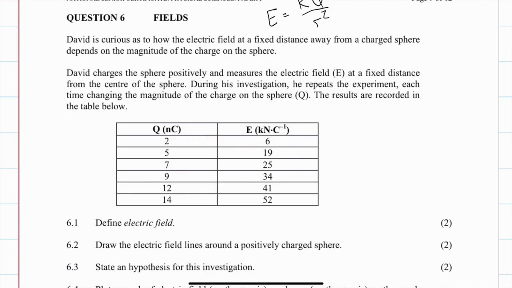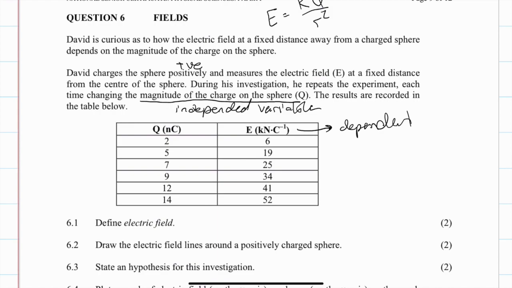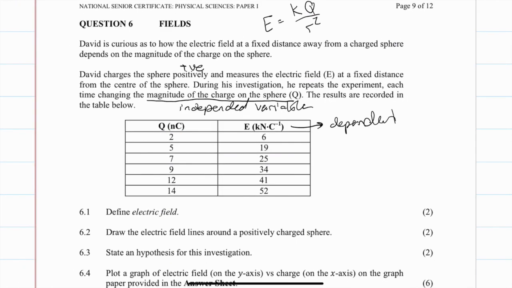Then we can move on, and it says David charges the sphere positively and measures the electric field at a distance from the center of the sphere. During his investigation, he repeats the experiment, each time changing the magnitude of the charge of the sphere. So this we can identify as the independent variable. So the electric field strength must be the dependent variable. It's good to just ask yourself these questions and note down what you can, because there's a chance it comes up as a question.